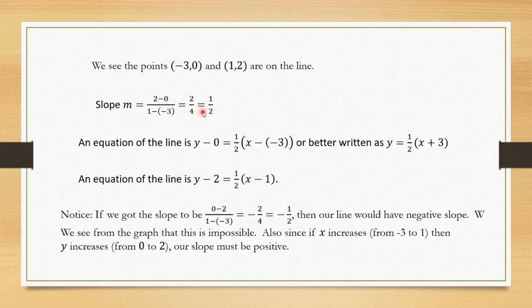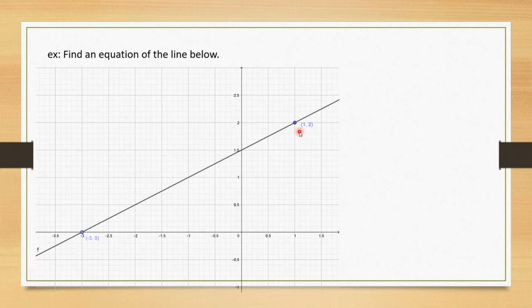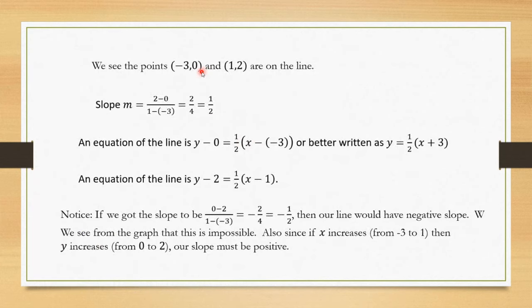So for an equation of the line, it doesn't matter which of the points I use. I could even use a point on the line that's not one of these 2. If I use this point, I would get y minus 0 is a half, that's the slope, times x minus -3. It's better to write minus a negative as plus, so that's why I get this. Y minus 0 is just y. That's if I decide to use this point.